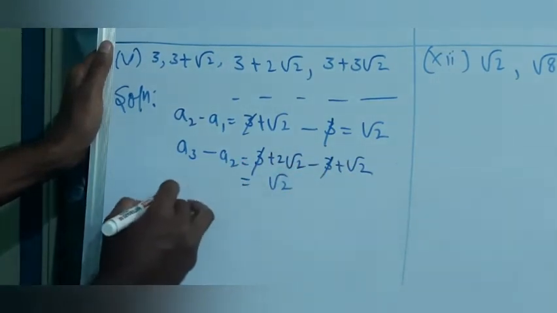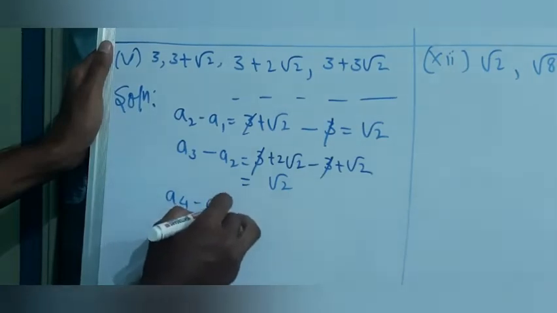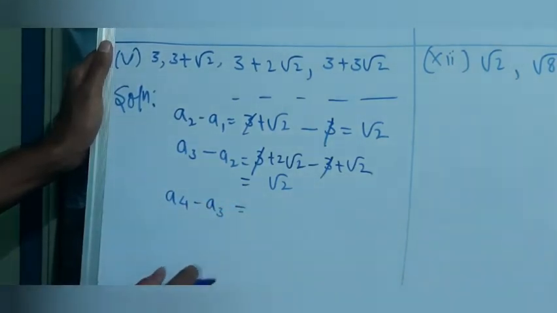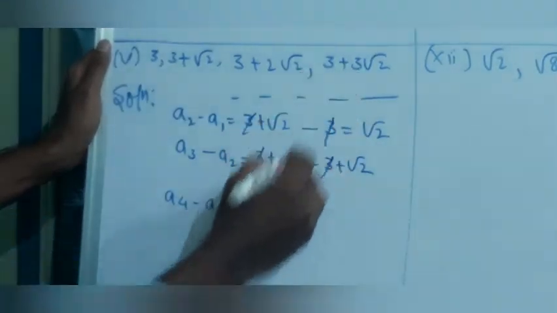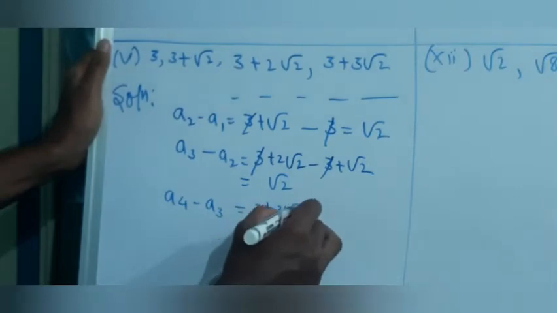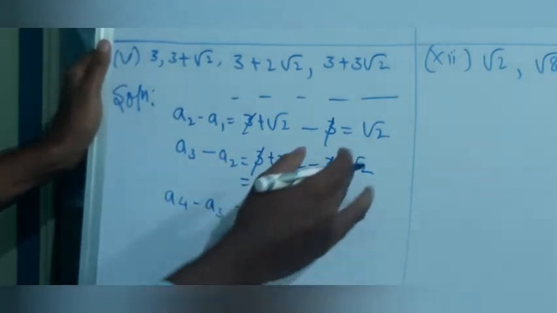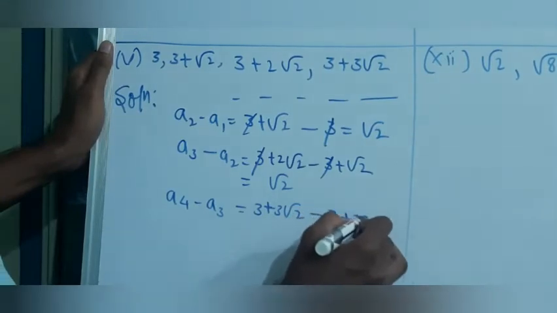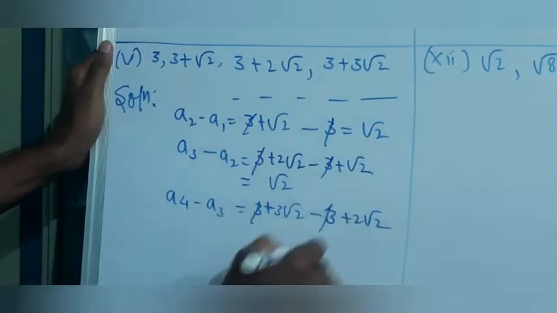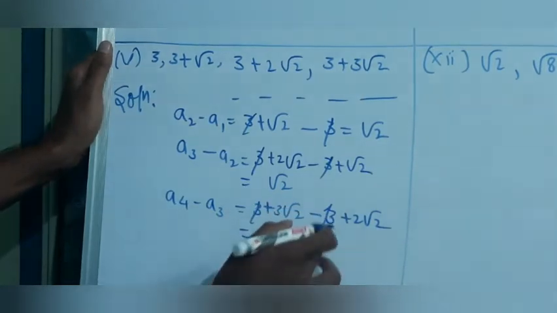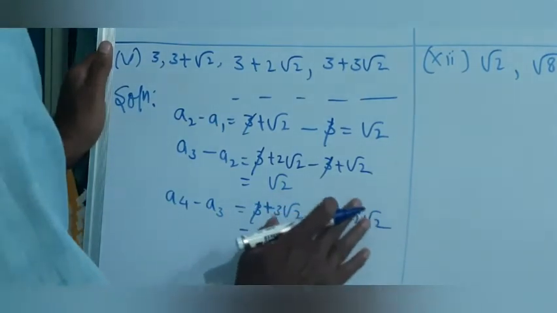Next, A4 minus A3, which is equal to, what is A4 here? 3 plus 3 root 2, minus, what is A3 here? That is 3 plus 2 root 2. This 3 will get cancelled. 3 root 2 minus 2 root 2. See, what did I do?